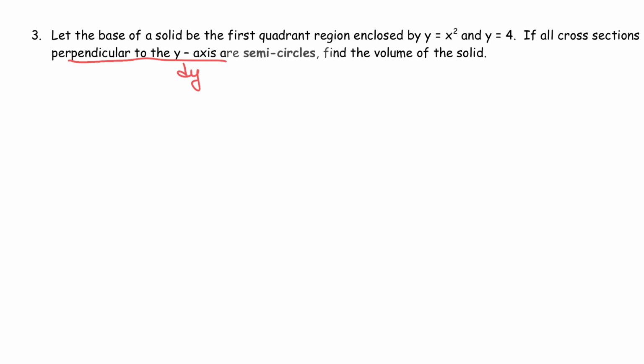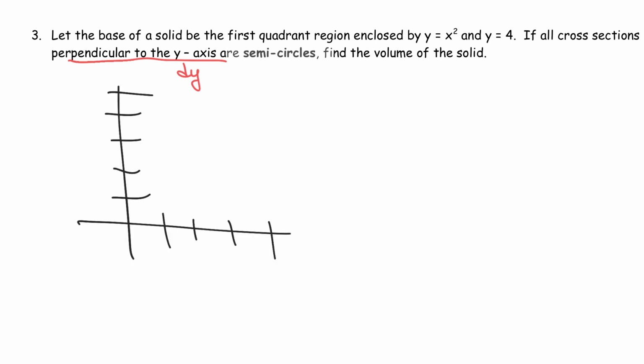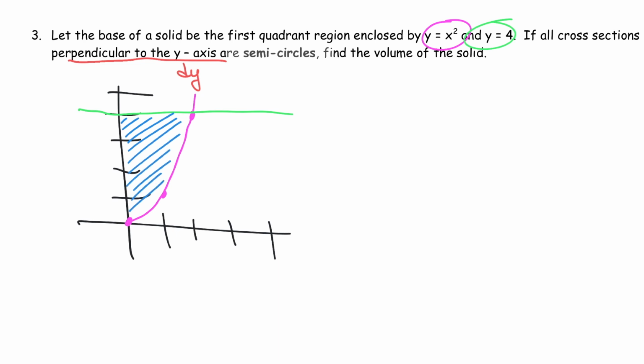But first, let's start by graphing these two functions. So y equals x squared, and again, we're just looking at the first quadrant, so I don't need to put the left half of this. And then y equals 4 is going to be our horizontal line. So since we just care about the first quadrant, that's going to be this area here. We want cross sections perpendicular to the y-axis, and they are semicircles.